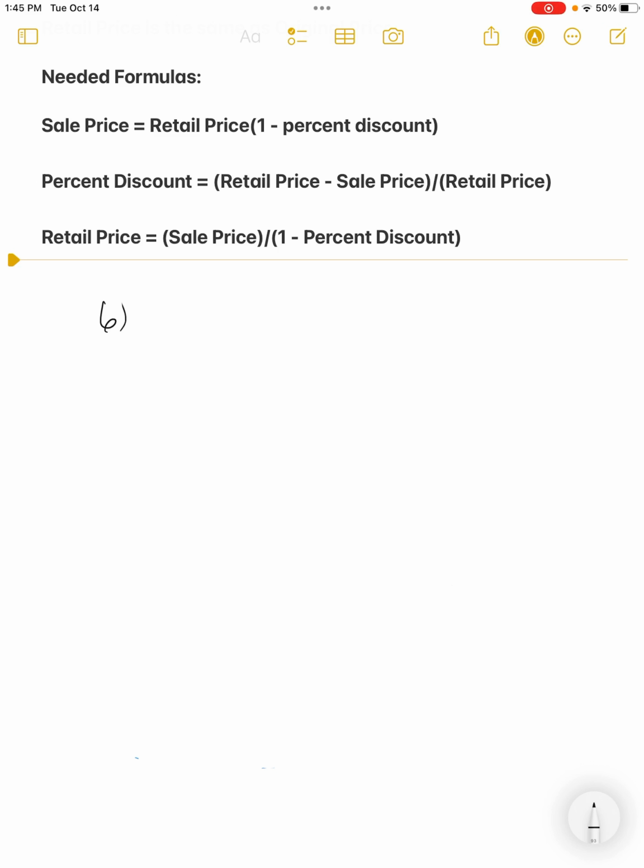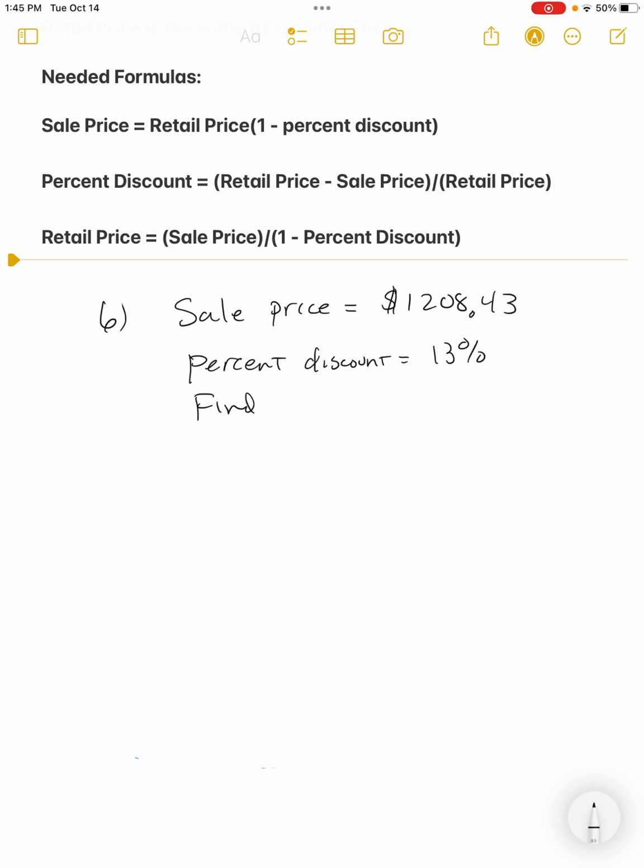Here's what 6 says. It says my sale price is equal to $1,208.43. Nice real number problem. The percent discount is equal to 13%. And now what they're asking me to find is the retail price.